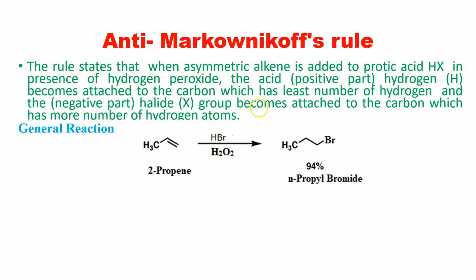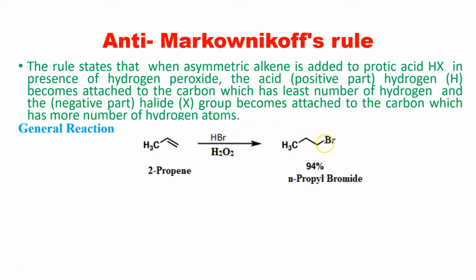In the case of the Markovnikov rule, we have seen that the negative part gets attached to the carbon which has fewer hydrogens, and the positive part gets attached to the carbon which has more hydrogens. But in the case of the anti-Markovnikov rule, the hydrogen will get attached to the carbon which has the least number of hydrogens, and the halide will get attached to the carbon which has more hydrogens.